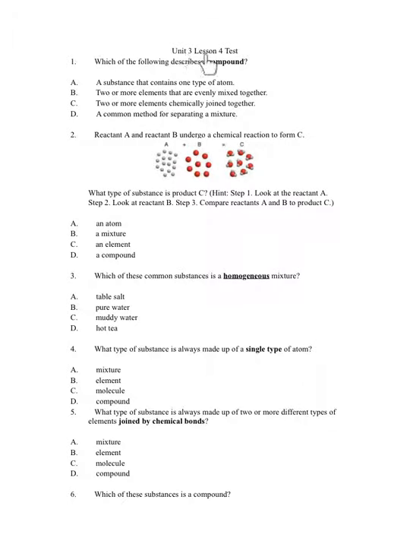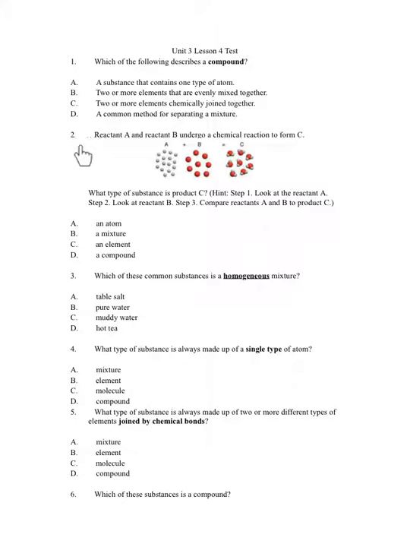Unit 3, Lesson 4 Test. Which of the following describes a compound? A. A substance that contains one type of atom. B. Two or more elements that are evenly mixed together. C. Two or more elements chemically joined together. D. A common method for separating a mixture.